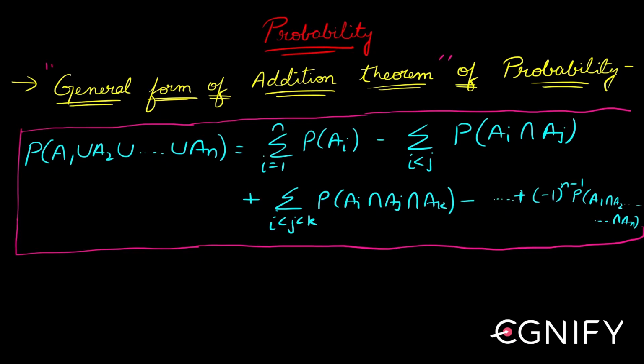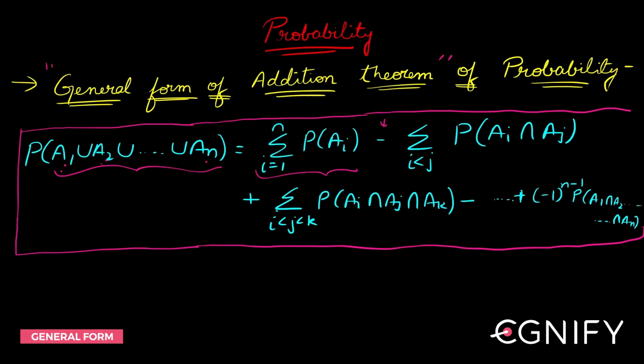This formula is the general formula for the addition of any number of events. So if you have some n events, this is the formula that you use to carry out the addition theorem, right? So you have A1 union A2 union A3, and so on up to An. The first term is the probability of individual events. You sum them all up: probability of A1 plus probability of A2 plus probability of A3.